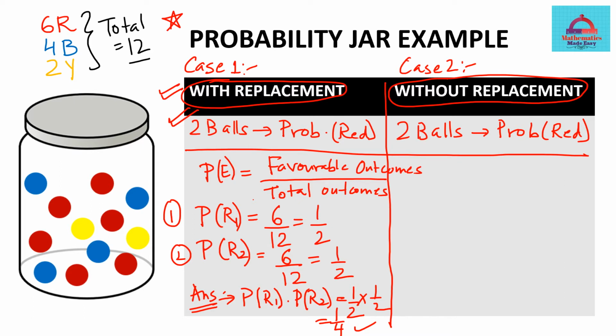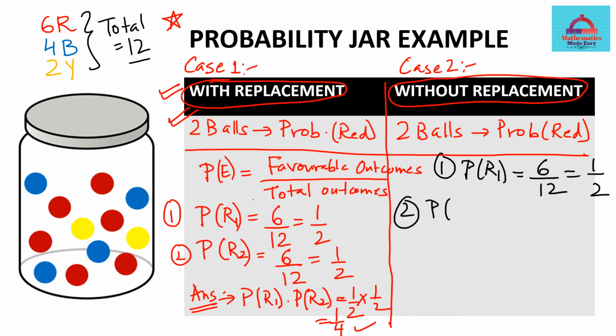Now let's see what changes when we move to without replacement. I'm going to use a different color here. For the first draw, when the first ball is drawn red, the probability will definitely be the same because there are only 6 out of 12 red balls. So this is not going to change. 1 by 2 is the same thing. Let's see what will change. Now what is happening when we are doing the draw the second time, and in the second draw also we are getting a red.